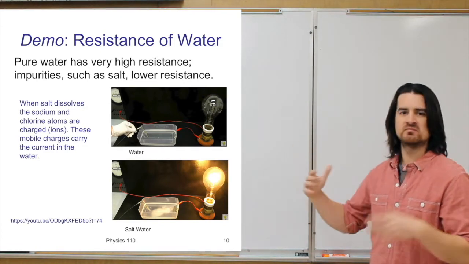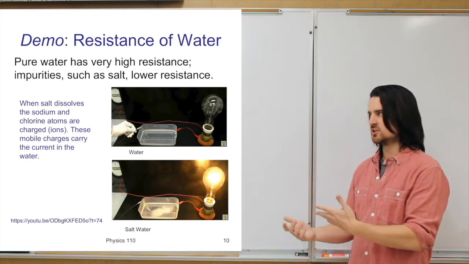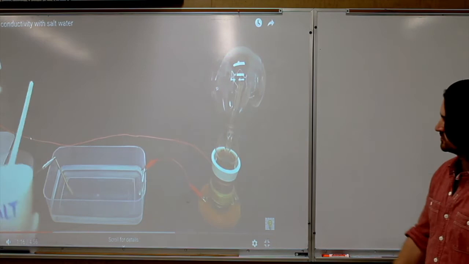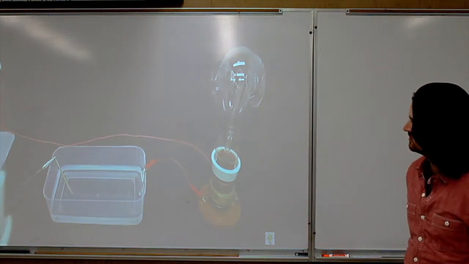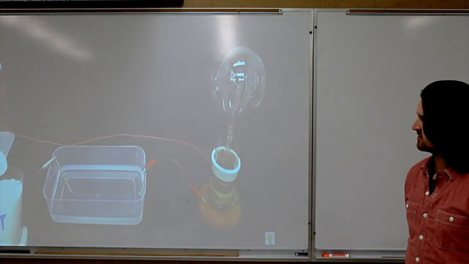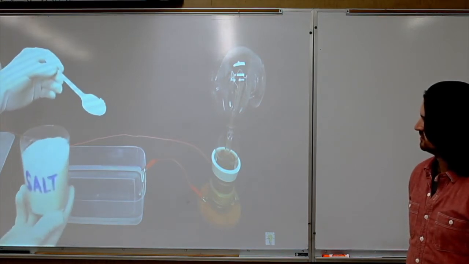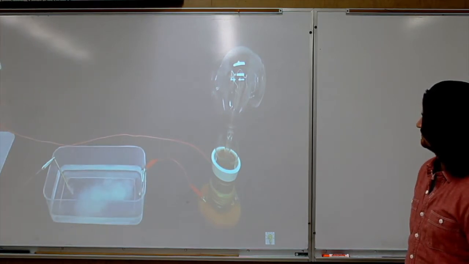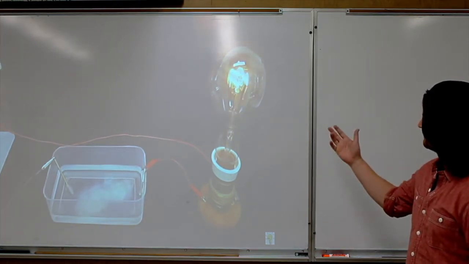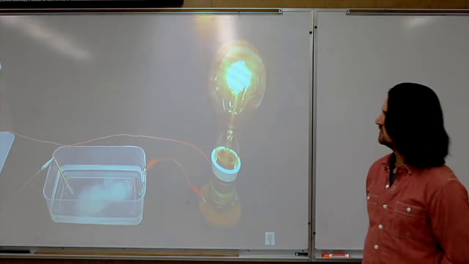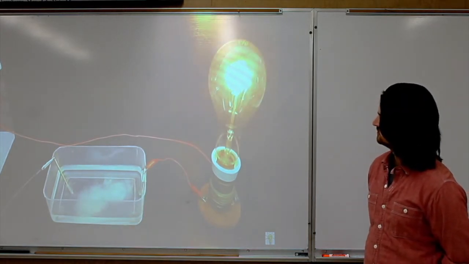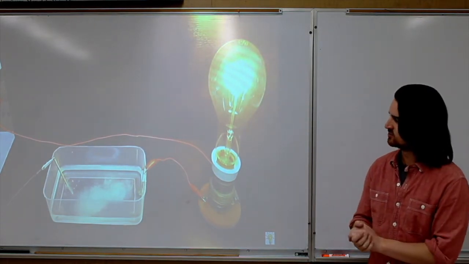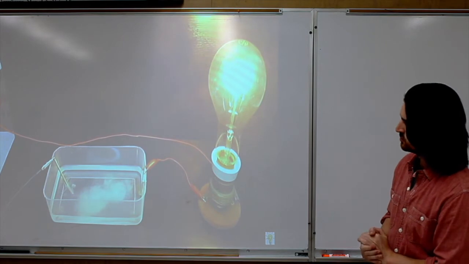So water without salt, insulator. Water with salt, conductor. So let's see. So water, and now it's going to add the salt, doing nothing else but adding this salt into the water. Ta-da, light bulb goes on. So there you go. Resistance of water, very high. Resistance of salt water, pretty low.